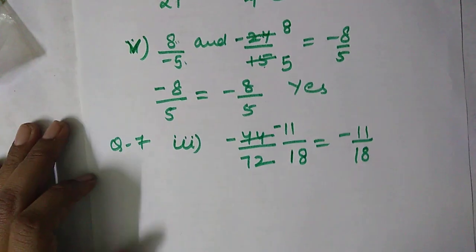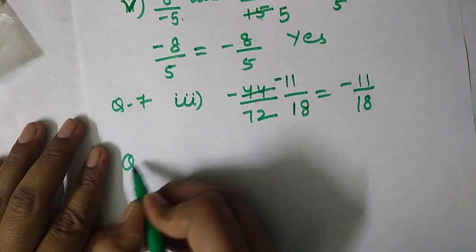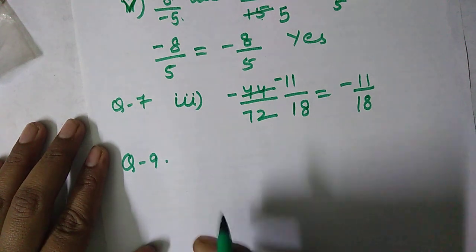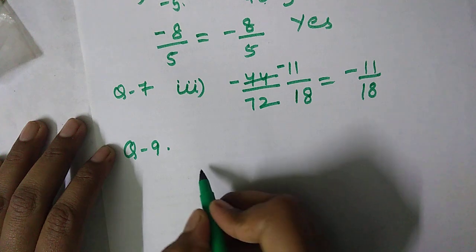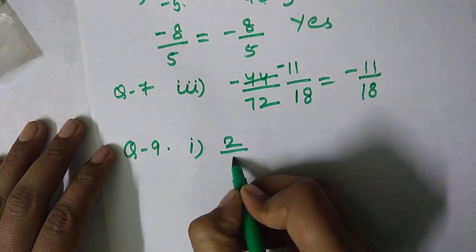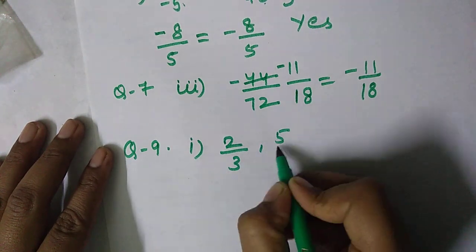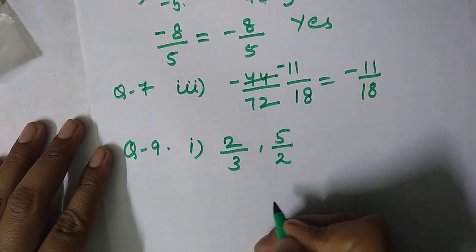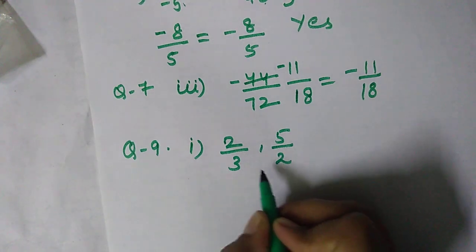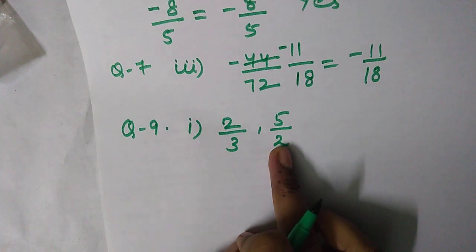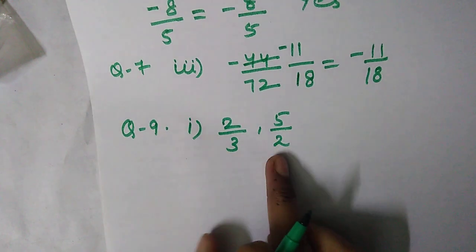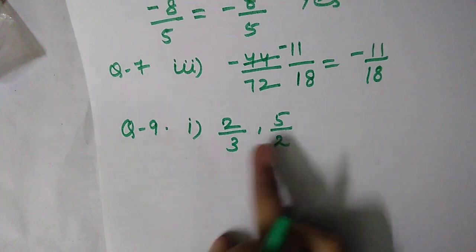Now question number 9. Question number 9 is also where you have to tell which is greater. I am explaining the first part. You have to follow the same procedure as in question number 8. For that you take the LCM of the denominators, make the denominators equal, and then compare the numerators.